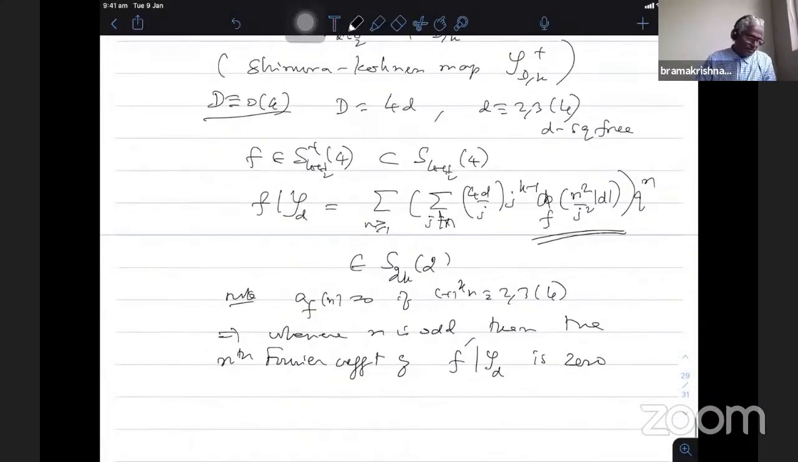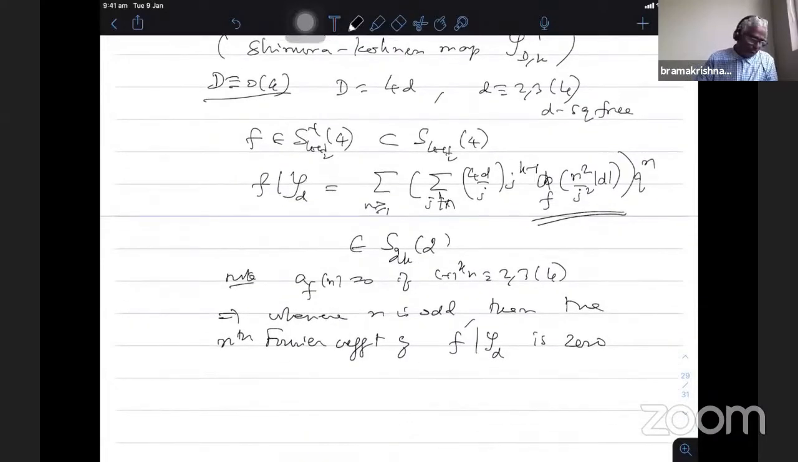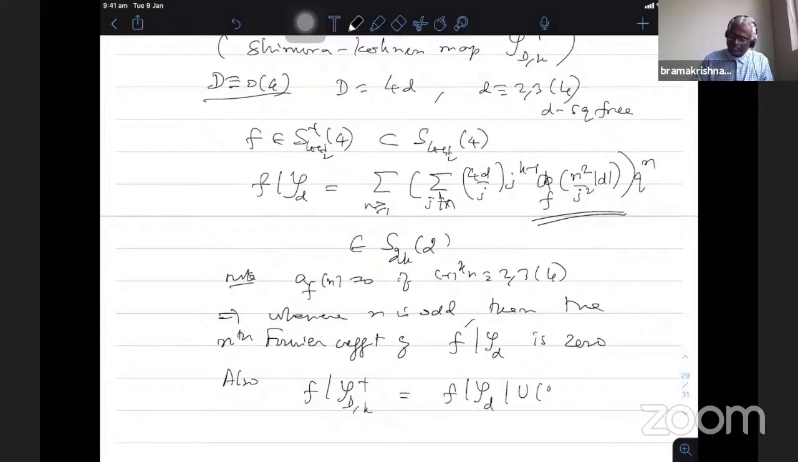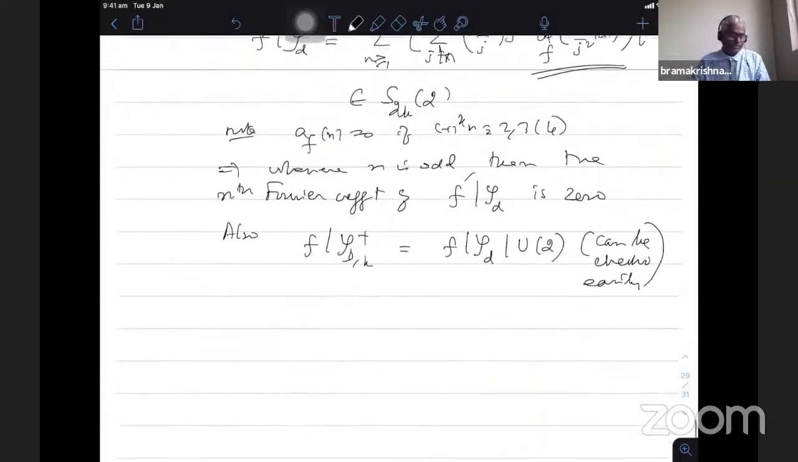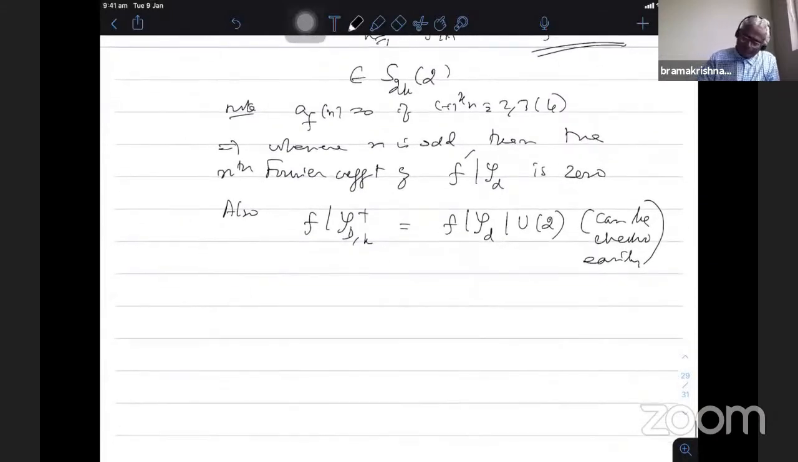This is exactly the property that is also there. One can see that f bar S_{D,k}^+ is nothing but applying the Shimura map S_D and then applying the U_2 operator. This can be checked easily: just use the Fourier expansion for U_2 and one can show this. So this is true only when D is 0 mod 4, remember that.